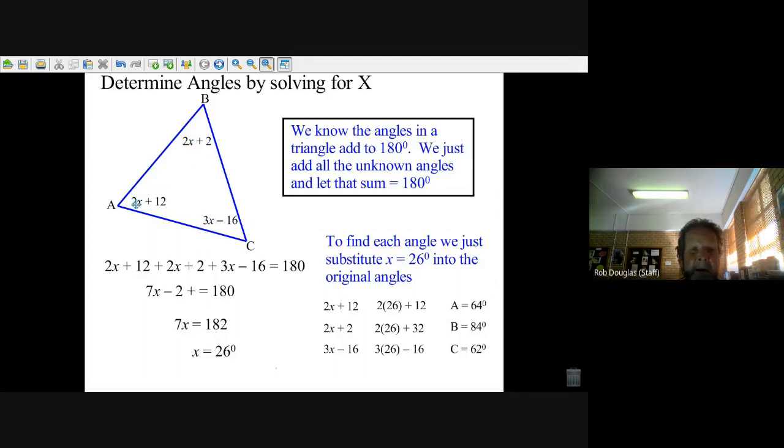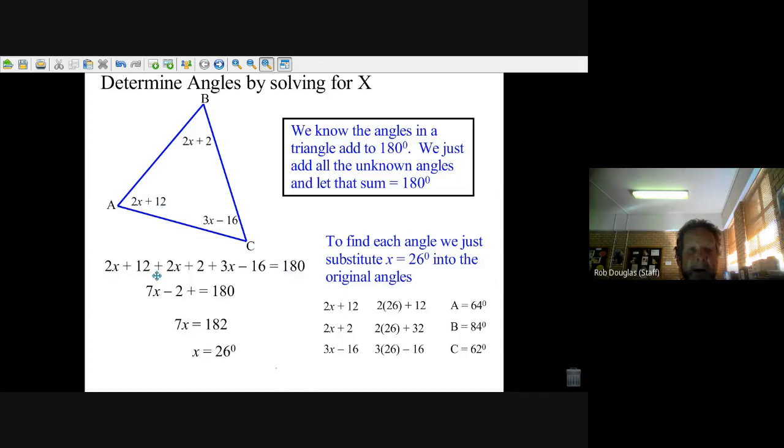Well, x is the same thing here. It's some unknown we don't know about. We've got to find out what x is, then we can figure out what the angles are. But we know that the angles in a triangle add up to 180 degrees. And all we have to do is just add up these angles, but they're x's and numbers, and let them equal 180. So that's what we do.